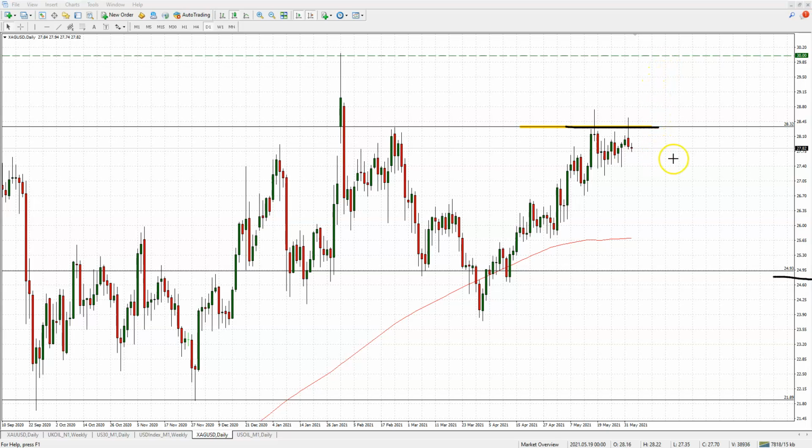But as you can see, we cannot argue with the numbers. 28.32 is a pretty stiff resistance, right? Not only was it able to reject price action last time, but it did it again yesterday. When that happens, that's what we call a qualified double top in this case. And the implications are clear.